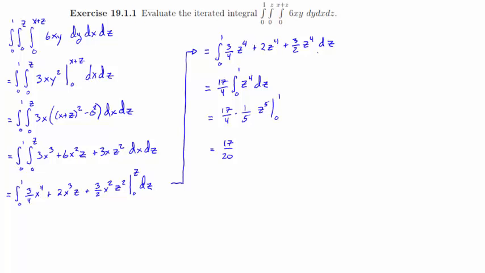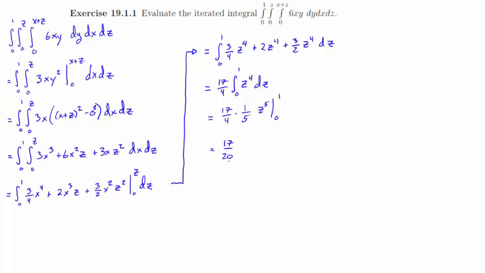I went ahead and added up these terms because they're all like terms with z to the 4th, and we get that this equals 17/4 times the integral from 0 to 1 of z to the 4th dz, which equals 17/4 times 1/5 z to the 5th, evaluated from 0 to 1, which equals 17/20.